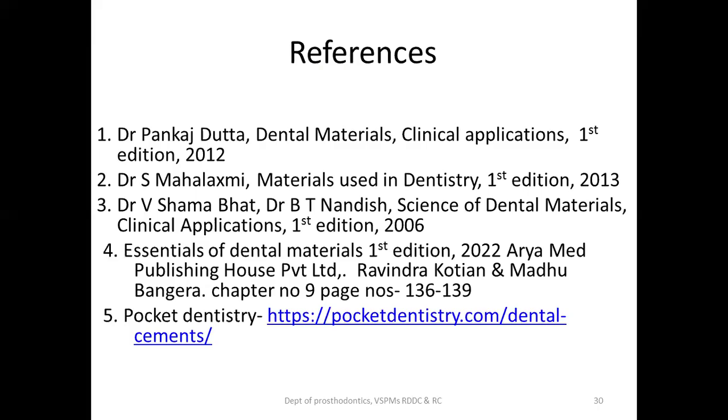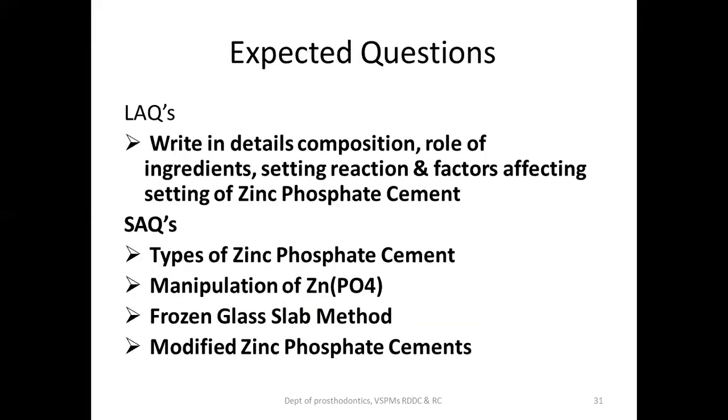These are the references from where I prepared the lecture. And the expected questions are: write in detail about the composition, role of ingredients, setting reaction and factors affecting the setting of zinc phosphate cement. The SAQs asked on this topic are: types of zinc phosphate cement, manipulation of zinc phosphate cement, frozen glass slab method, and the modified zinc phosphate cement.